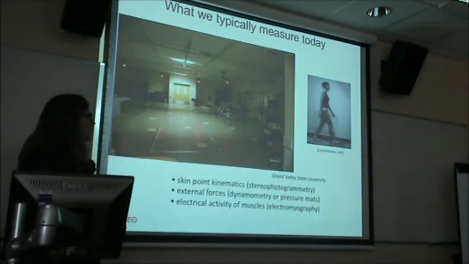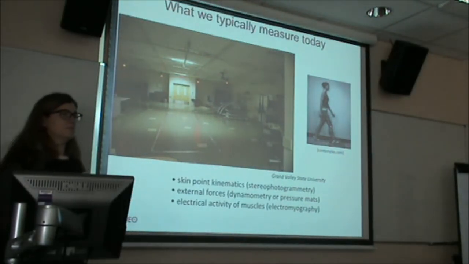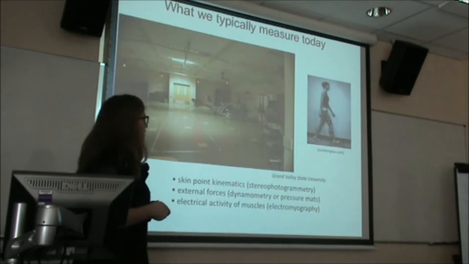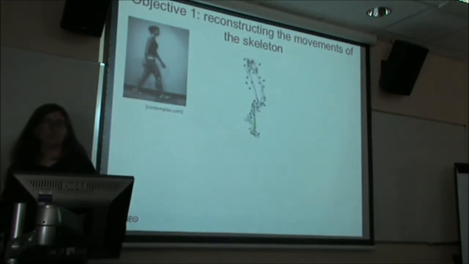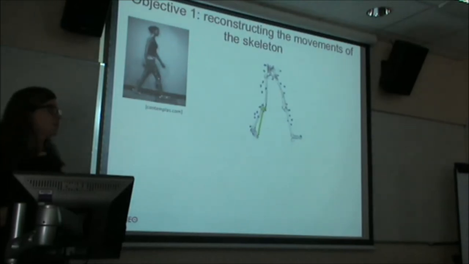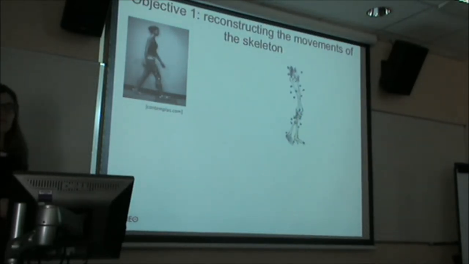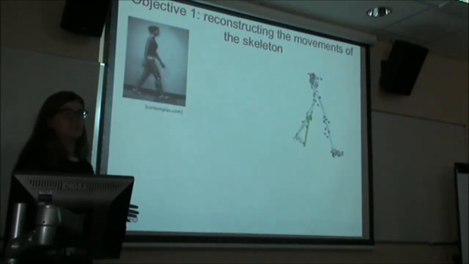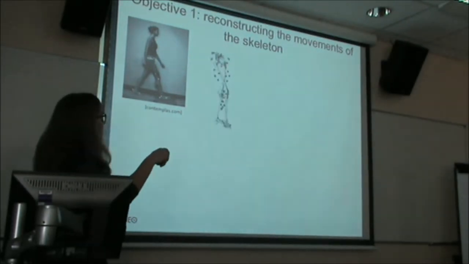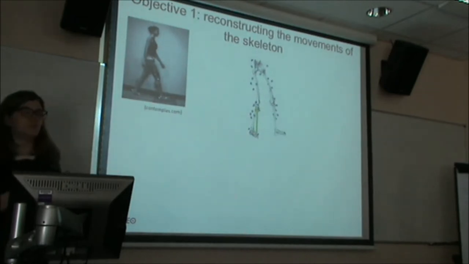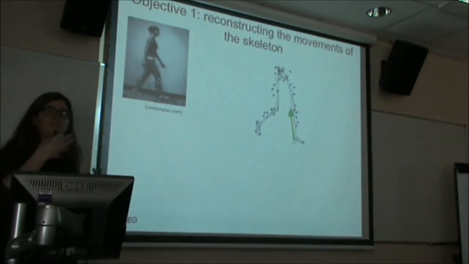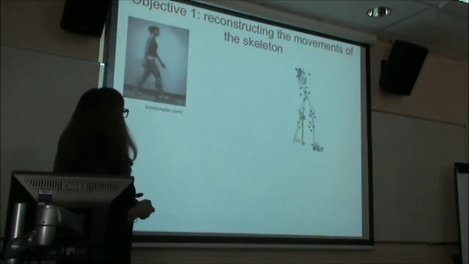The reason why we do this is different. There are a number of objectives that we can think of when we start measuring something in the gait lab. So the first, the most straightforward, is the one of describing the movement of the skeleton in space. And this is how, basically, we associate the bones to the movement of the markers, and we just try to describe what's happening.